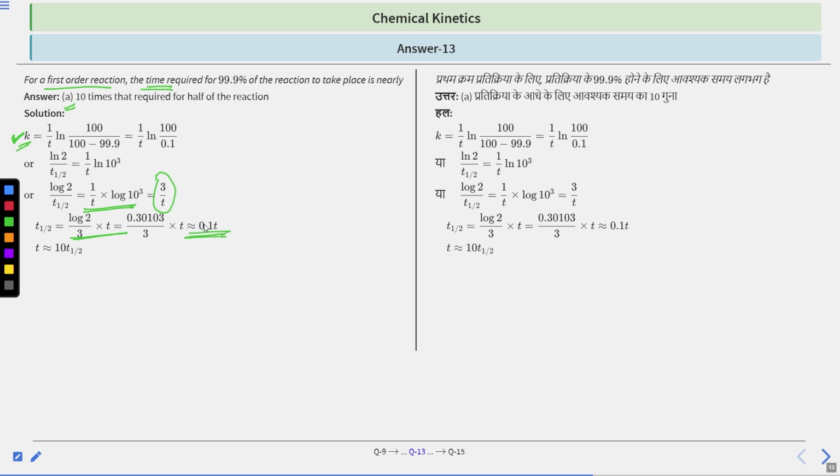T half is coming out as 0.1 t, and we have to find out the time required for 99.9% of the reaction to take place. So t we have to find out. This will go here, so it will be 10 t half. So t will be equal to 10 times t half. That means 10 times that required for half of the reaction, right? Thus option A is the correct answer.